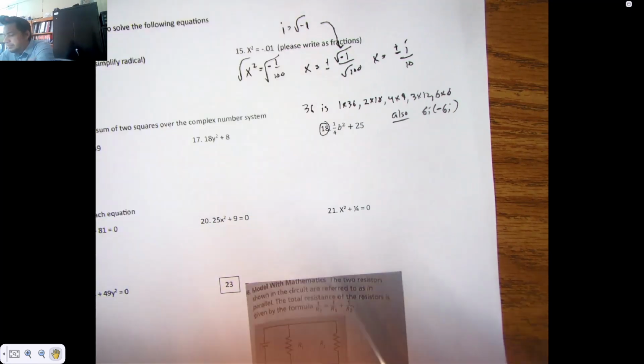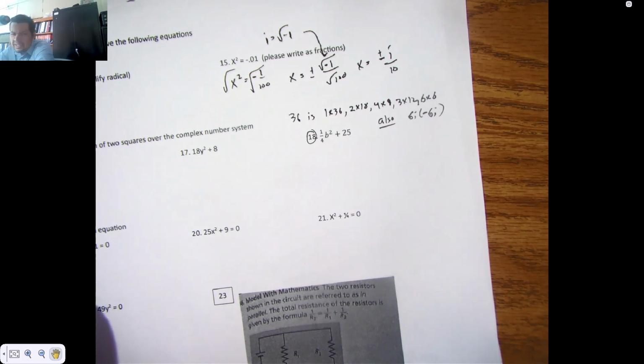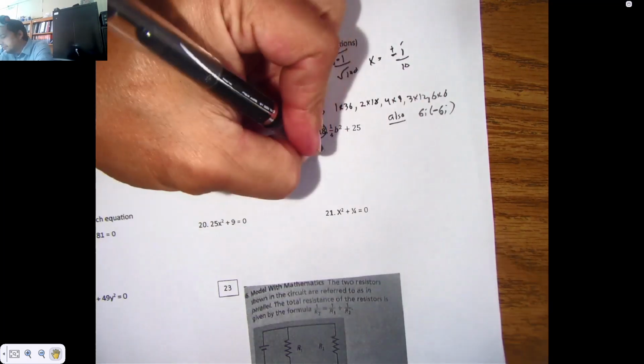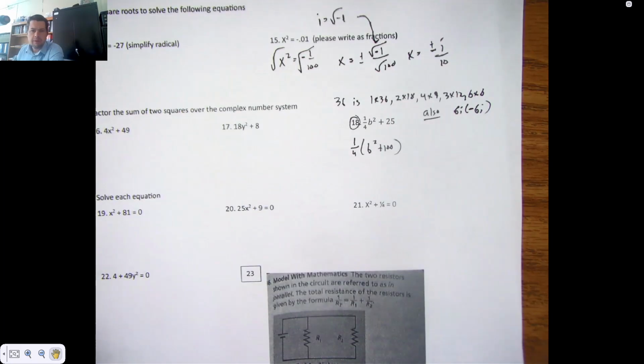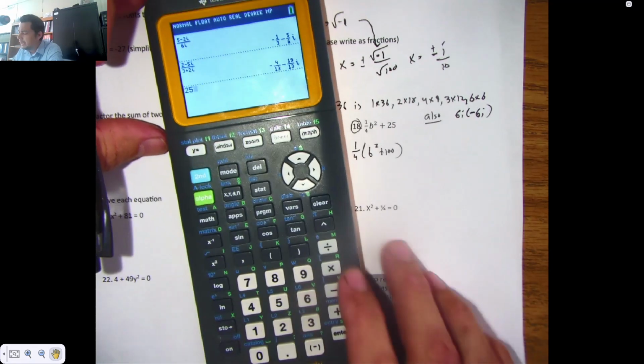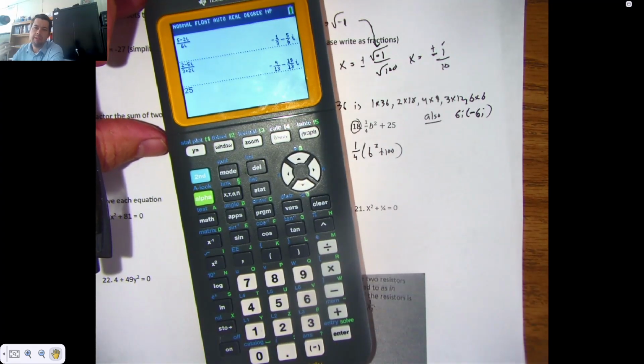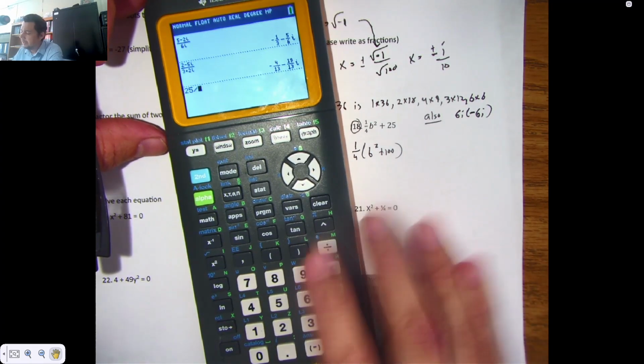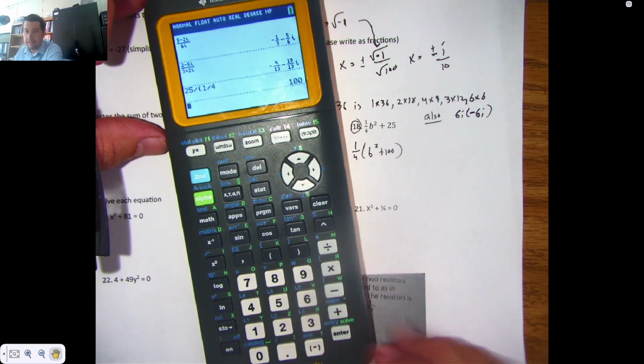Do 18, which is probably the hardest one. That's actually not that bad. I'm going to factor it. I'm going to pull a quarter from both pieces. I know you're like, Milbrath, where'd that 100 come from? Well, you take 25. When I say the word pull, I mean divide it out. You divide it by 1 over 4. By God, it's 100.